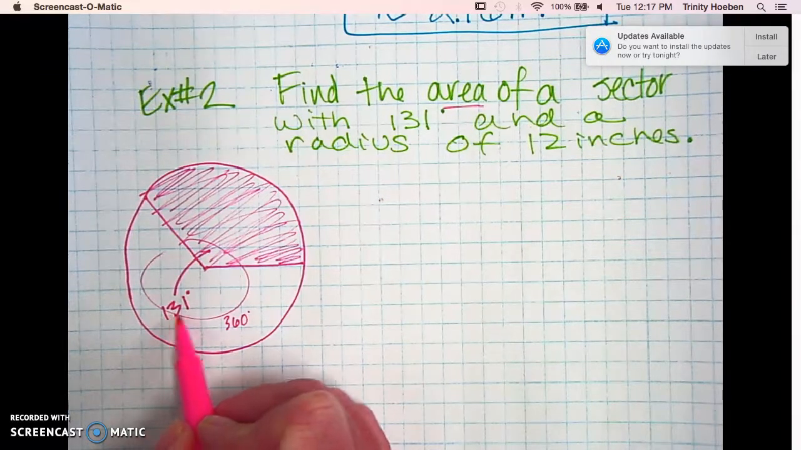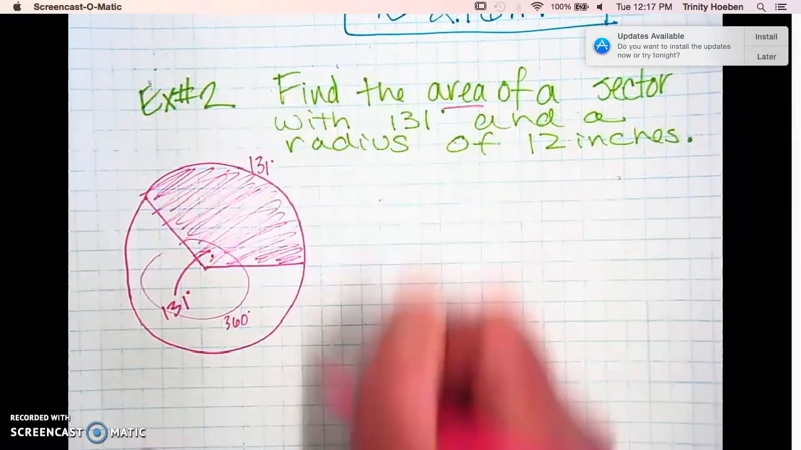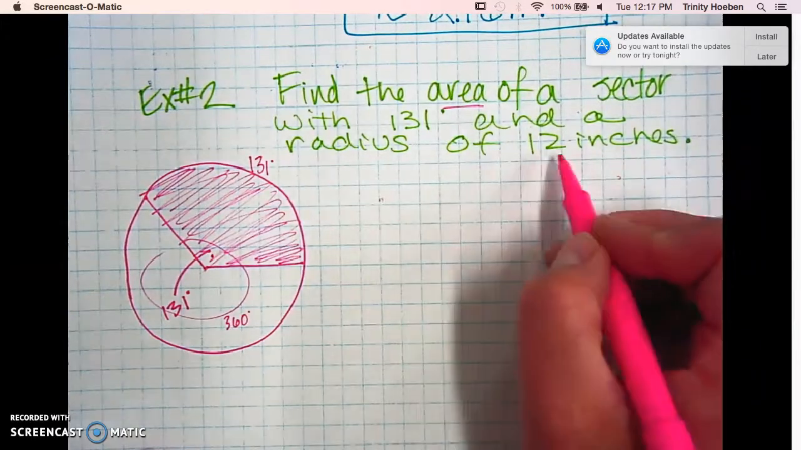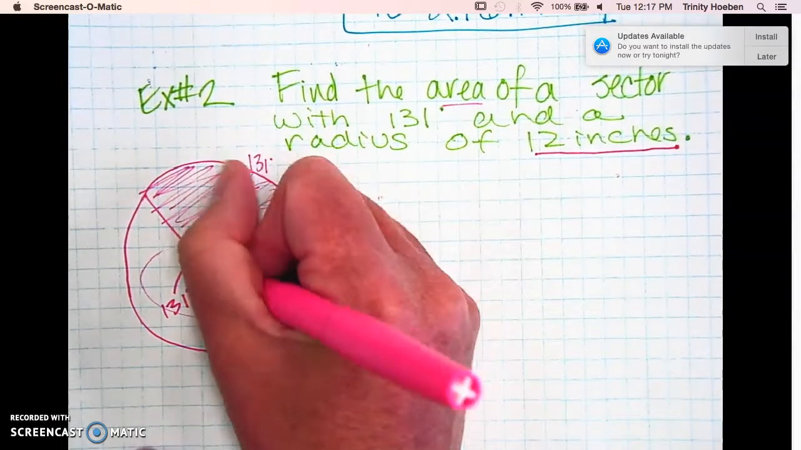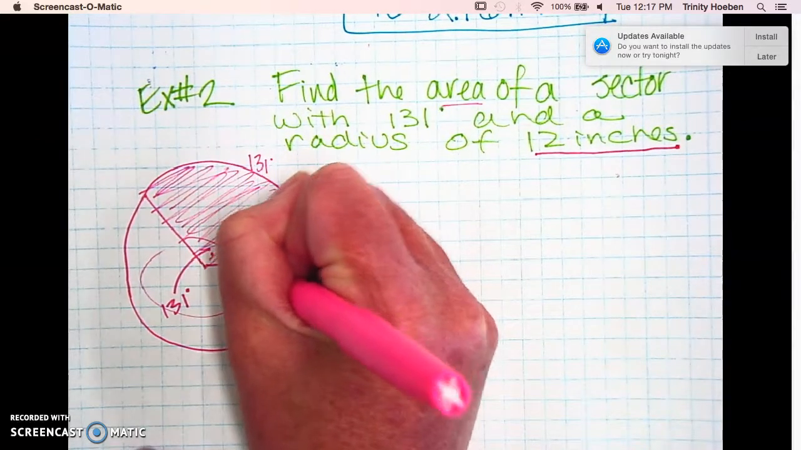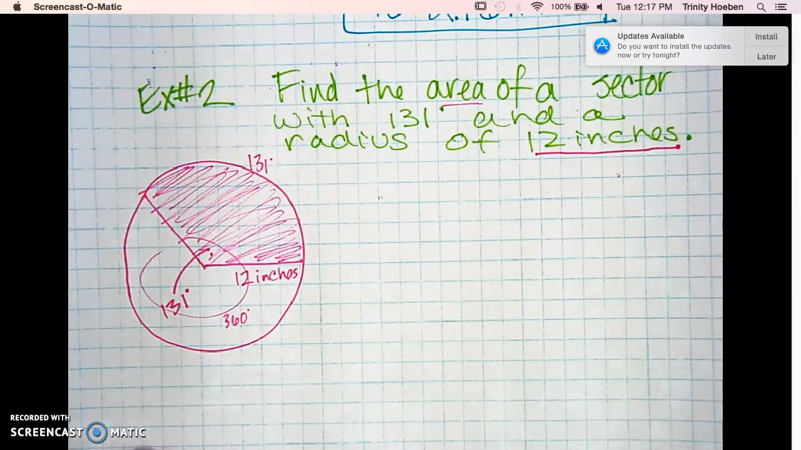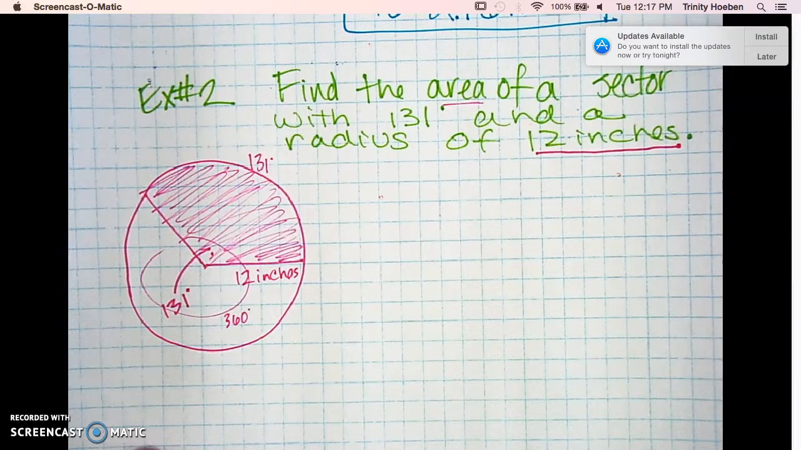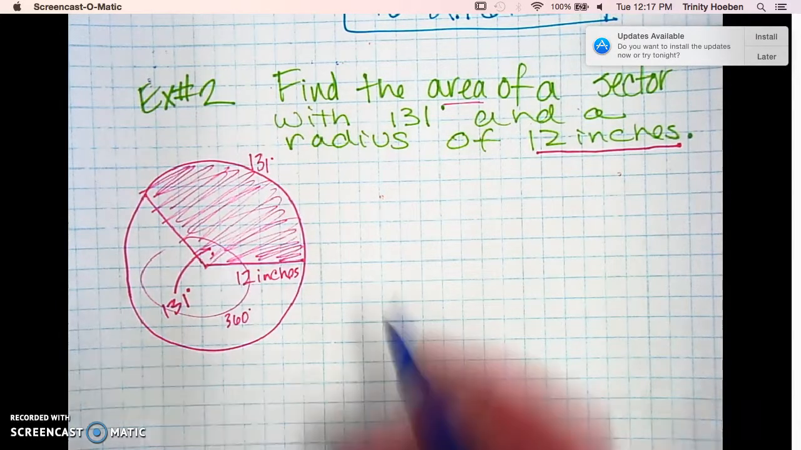And again, you're either going to see the 131 here, or you might see it here. And then the other piece of information is the radius of 12 inches. Very rarely will you be given the diameter on these, but if you are given the diameter, just take half of it to get the radius.